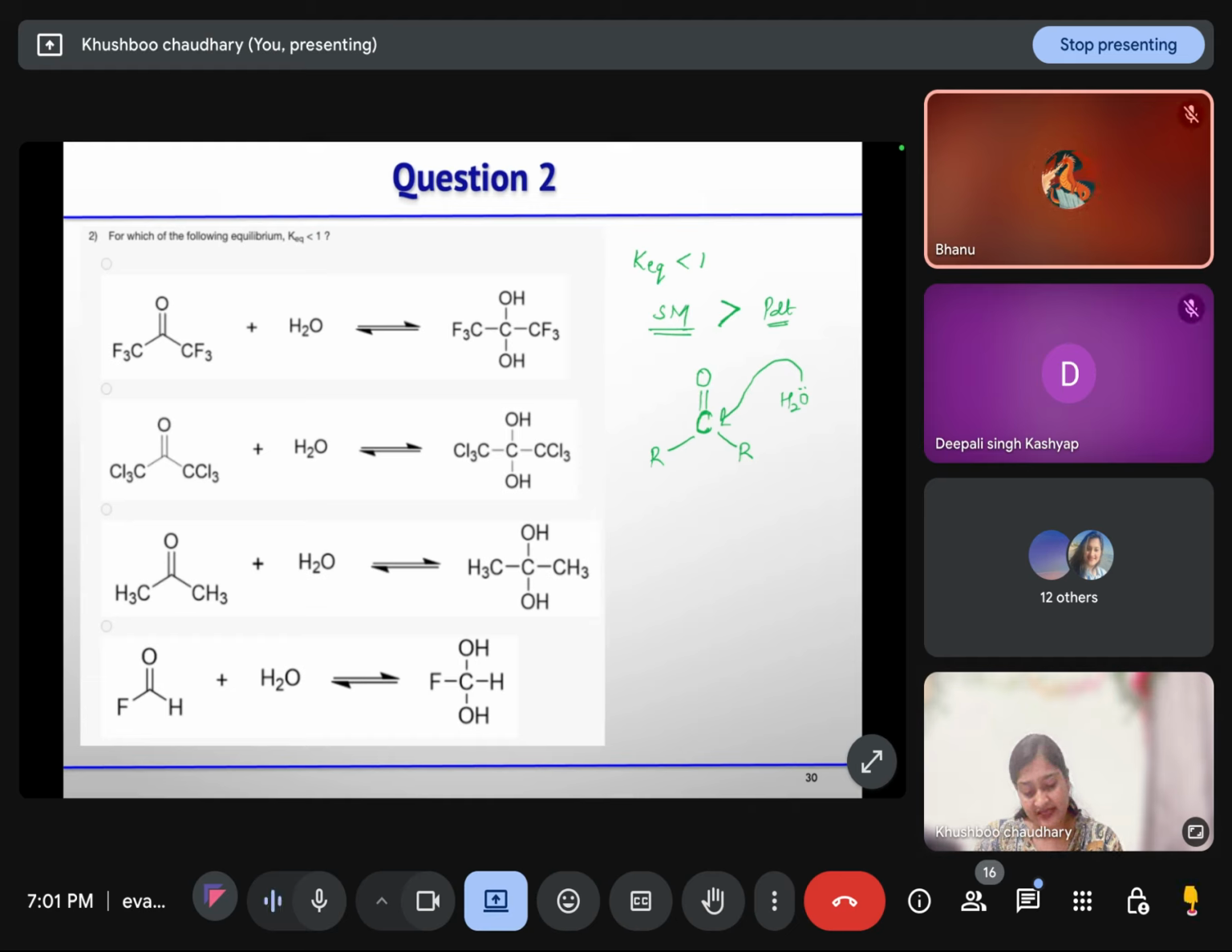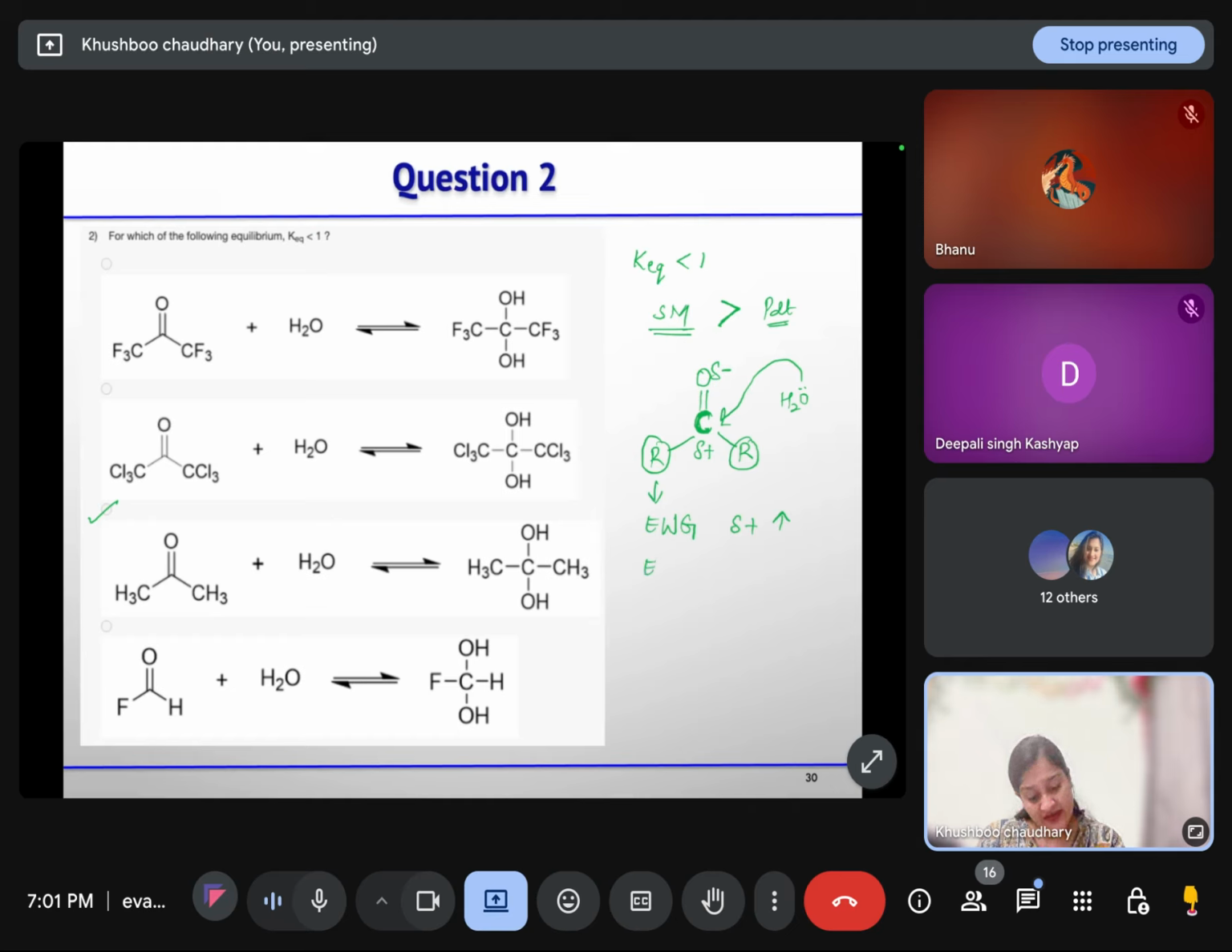C, correct. So see, when the group attached to the carbonyl carbon is electron withdrawing in nature, it will pull the electron density, and the positive charge on the carbonyl carbon will increase. So we can say that delta positive will increase, or electrophilicity will increase. So water can easily attack and the reaction will move forward. So K equilibrium will be more than 1.